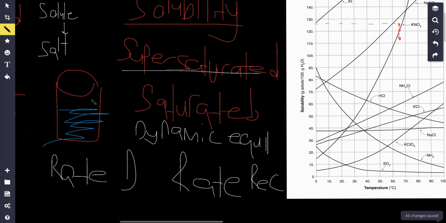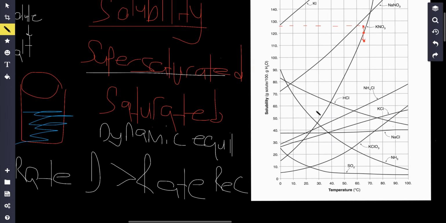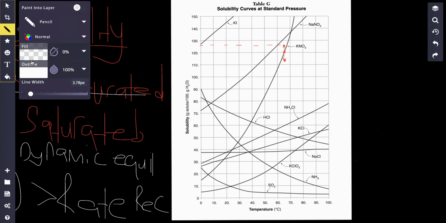If you just look at the solution from your perspective, it looks like nothing is in the water because all of it is dissolved. So the rate at which everything is dissolving is greater than the rate at which things are recrystallizing, because nothing is crystallizing. Everything has been dissolved. Okay.